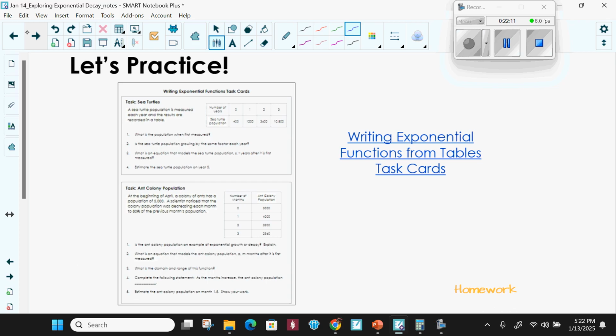Now, let's practice. This is your homework. This is the other page that you have in the Google Classroom, and you're going to use this to answer the questions given the table. You're going to answer the questions about these two tasks. One's on sea turtles and one's on an ant colony. So that's your homework for tonight.